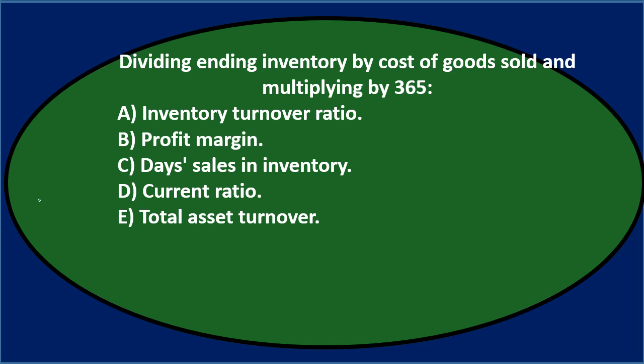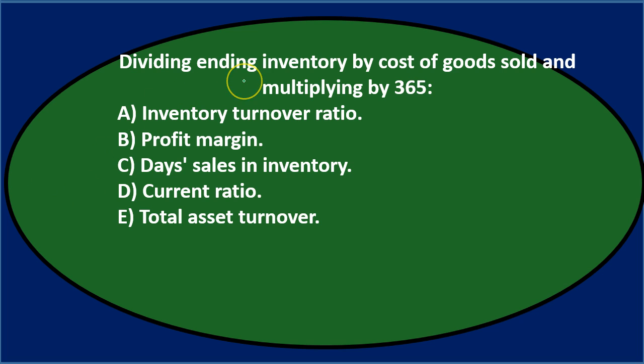Next question. Dividing ending inventory by cost of goods sold and multiplying times 365 is either A, inventory turnover ratio, B, profit margin, C, days sales in inventory, D, current ratio, or E, total asset turnover. Let's go through this again using the process of elimination. Dividing ending inventory by cost of goods sold and multiplying times 365.